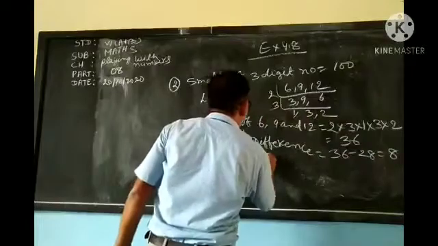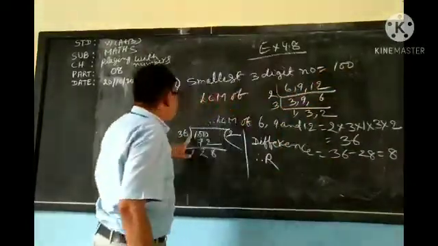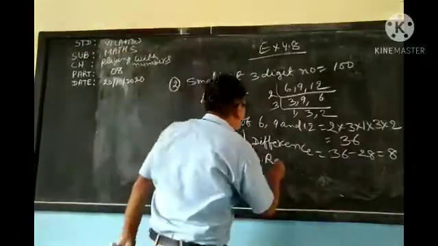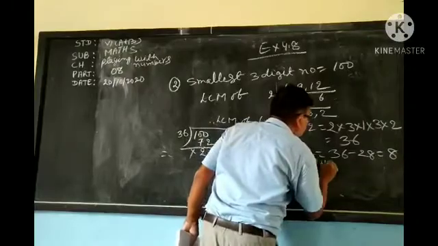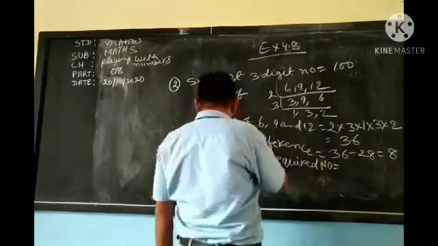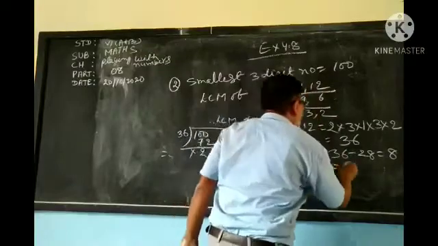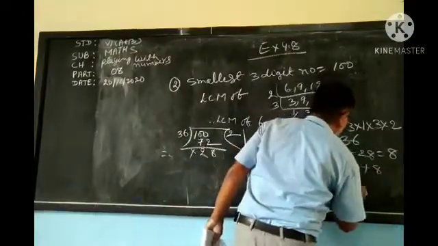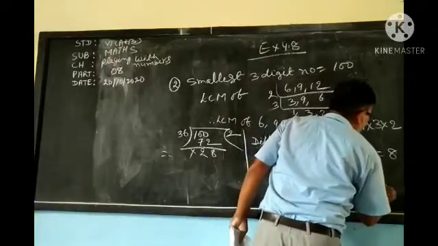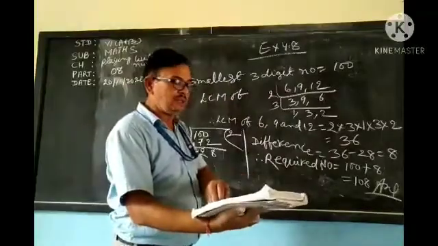Therefore, required number, see this one. 100 is not divisible by 36. So what is the required number? The required number means the number which is divisible by 9, 6 and 12. That is 100 is the number plus 8, that is equal to 108. This is your answer. Is it clear? Now this one I have done, third.